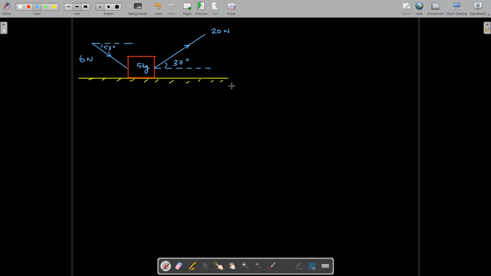Okay, so this is all that has been given. There is a mass, there are forces. Force 1 is 20 Newton, force 2 is 10 Newton. Okay, this is the mass of the object and these are the angles.